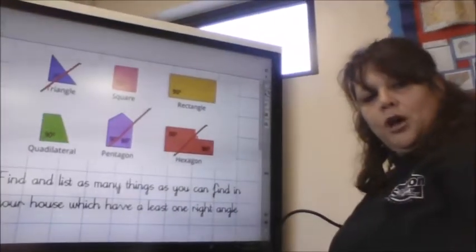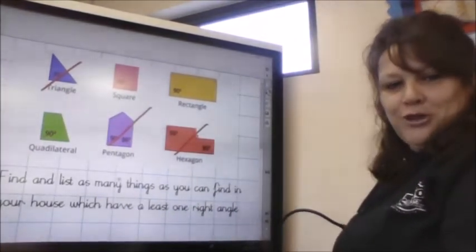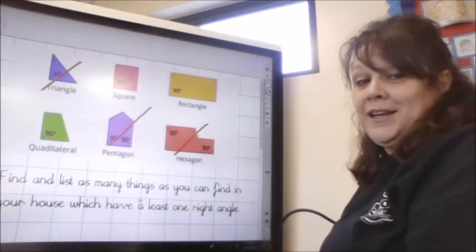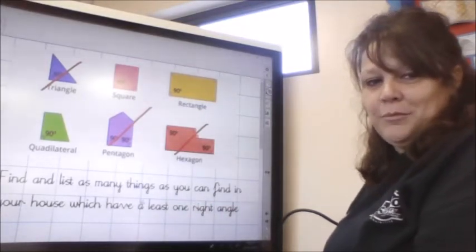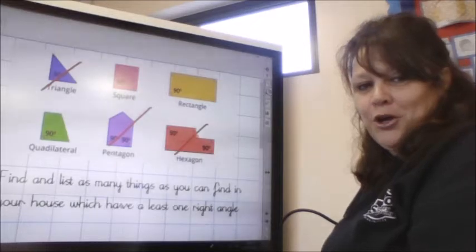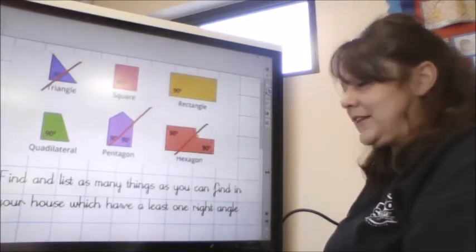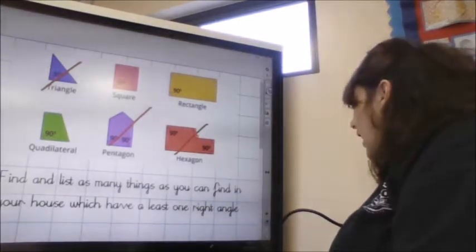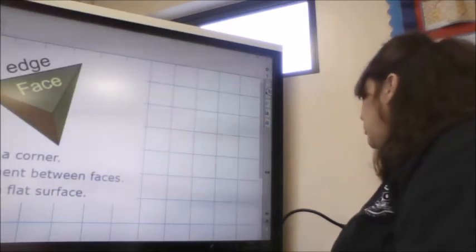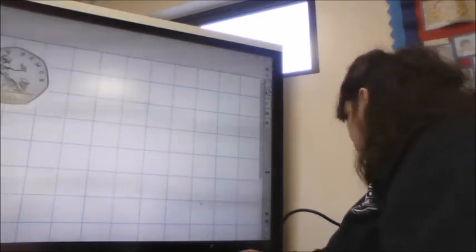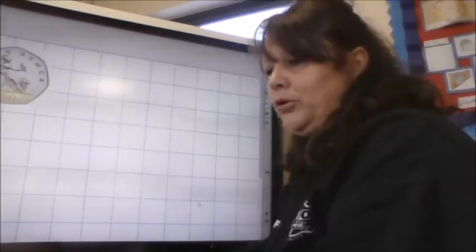So hopefully you're going to be really brilliant at recognizing right angles by the time you've finished our work today. Fantastic. Okay, everybody else, you're going to be continuing looking at money today, and we're going to be concentrating on some of the things that you will need to do in your book.